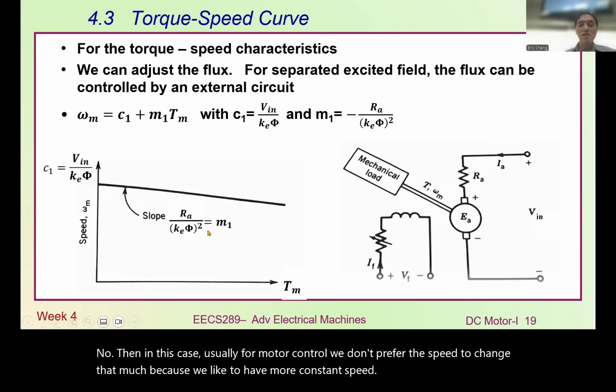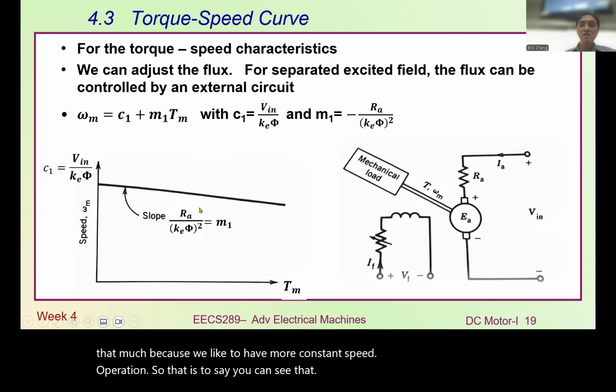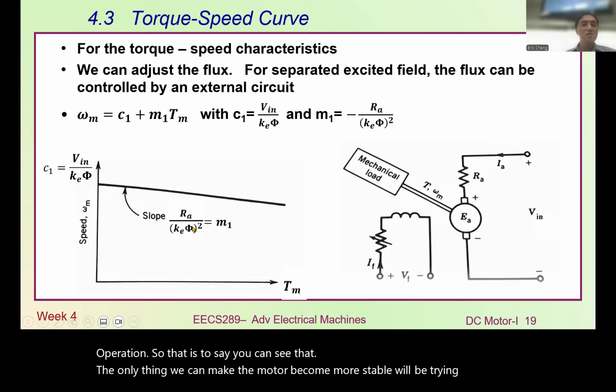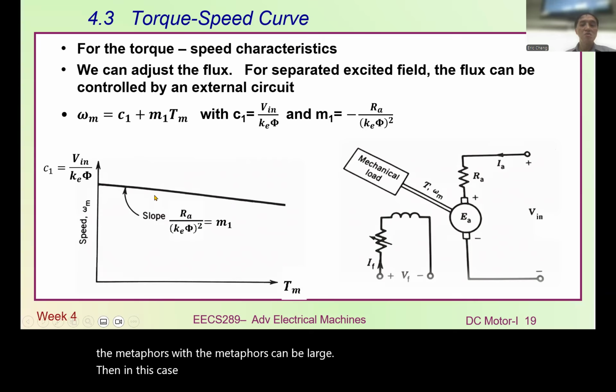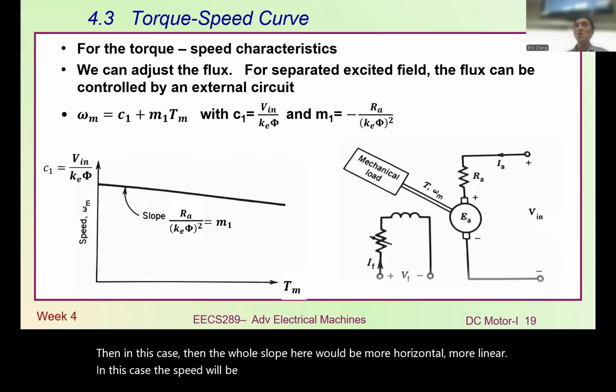So the way we can make the motor more stable is to try to control the flux. If the flux can be large, then the whole slope here will be more horizontal, more linear. In this case, the speed will be quite independent of the torque.